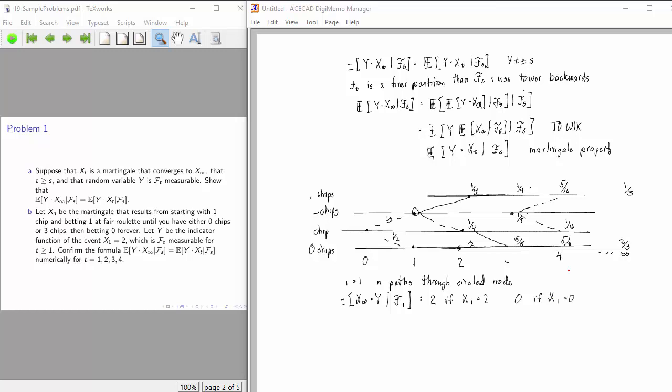What about intermediate times? Well, let's look at x2 times y conditioned on f1. If x1 equals 2, that's 1/2 times 3 plus 1/2 times 1 equals 2 if x1 equals 2 and 0 otherwise.